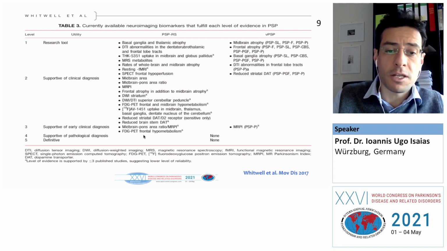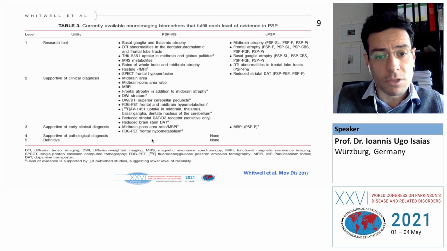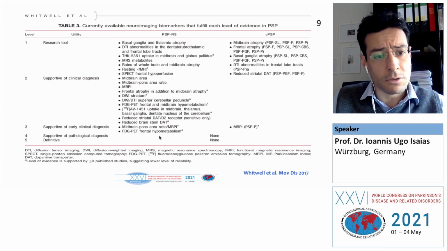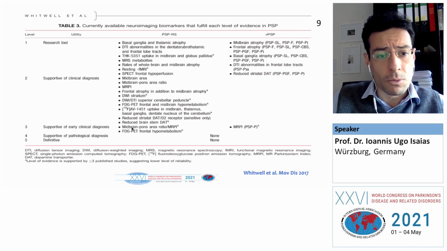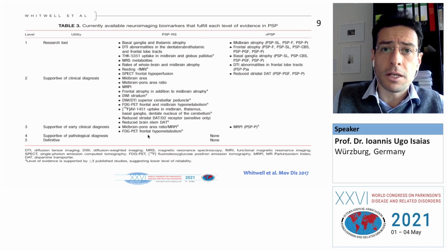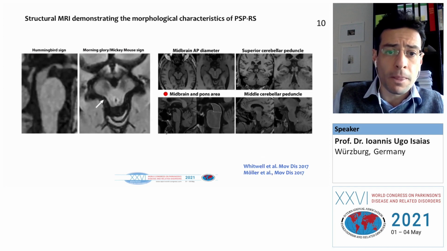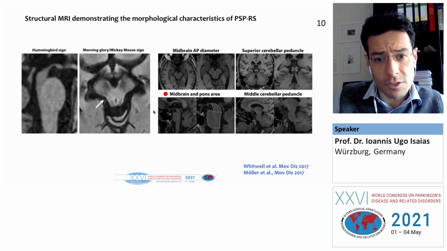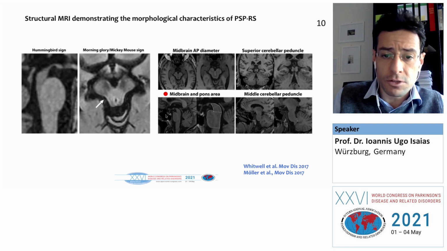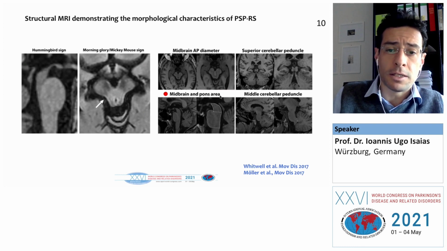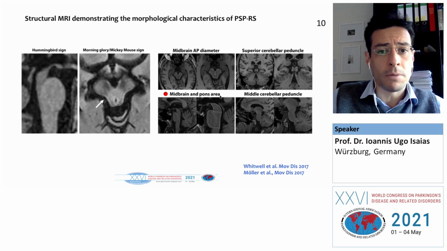Actually, as I previously anticipated, none of them reached such an accuracy to be considered as supportive of pathological diagnosis or definitive biomarkers. So among the ones that could be used for early clinical diagnosis, we have the midbrain pons area ratio and glucose PET. Talking about the first one, the midbrain pons area ratio, it's just one of the many that can be identified using MRI techniques in progressive supranuclear palsy.